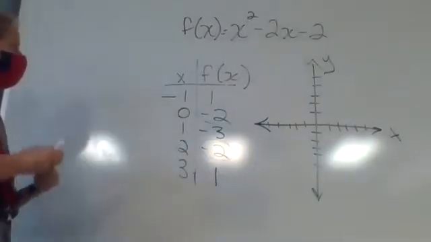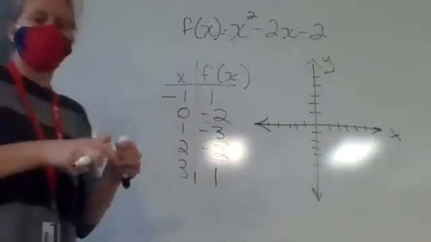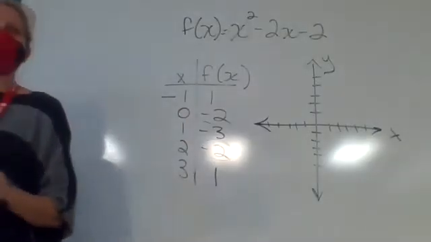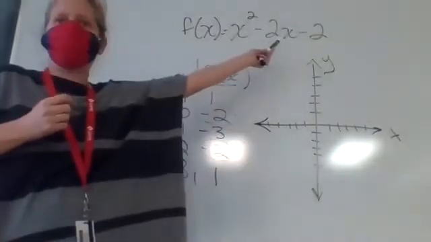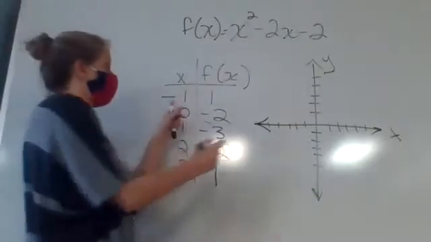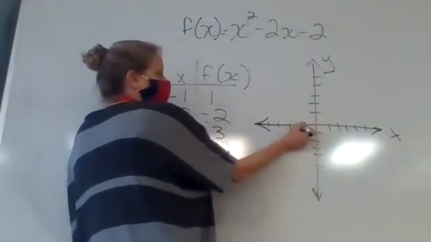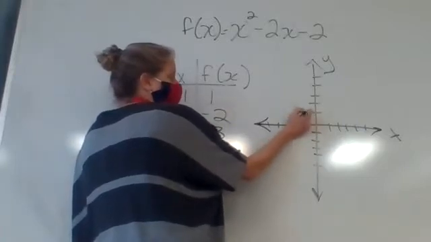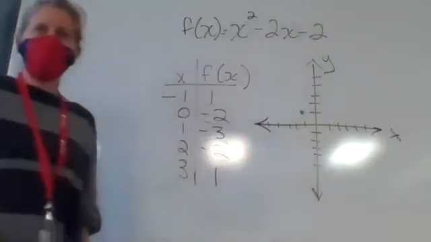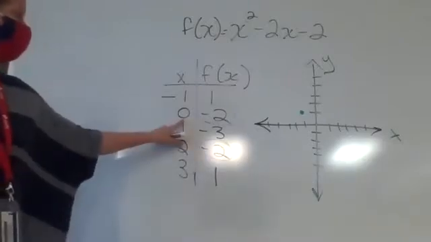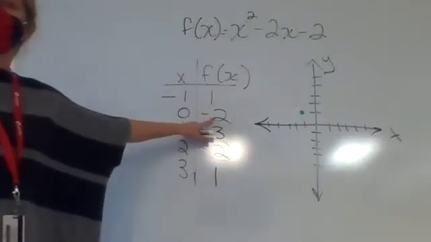So let's see. My first point is at negative 1, 1, right? Because that's what that table makes, a bunch of points that are on this graph. So negative 1, 1. My x is negative 1, which means I'll go to the left 1. For my y, from there I'll go up 1. So there's where negative 1, 1 would be. What about this? 0, negative 2.